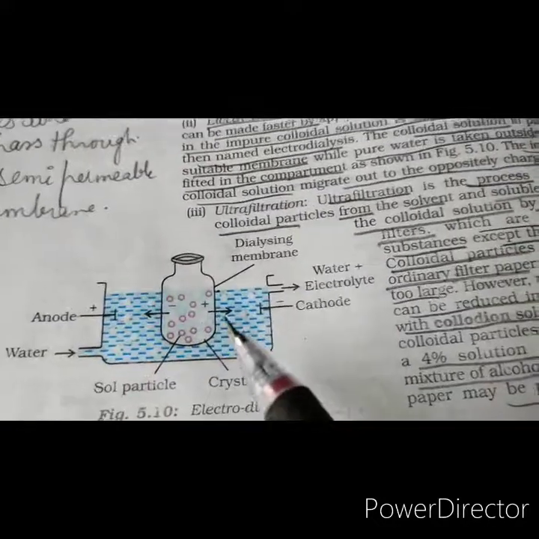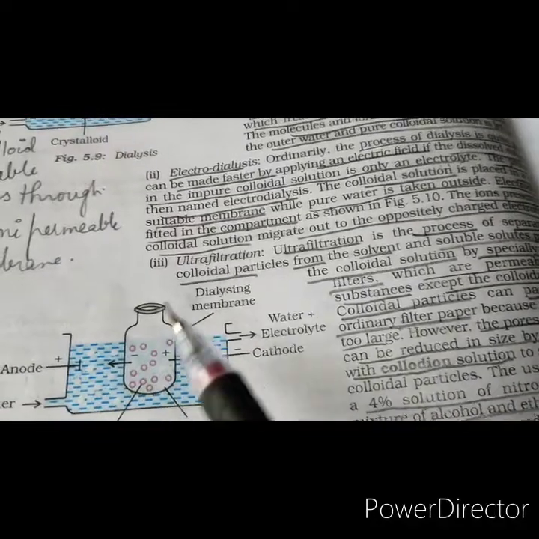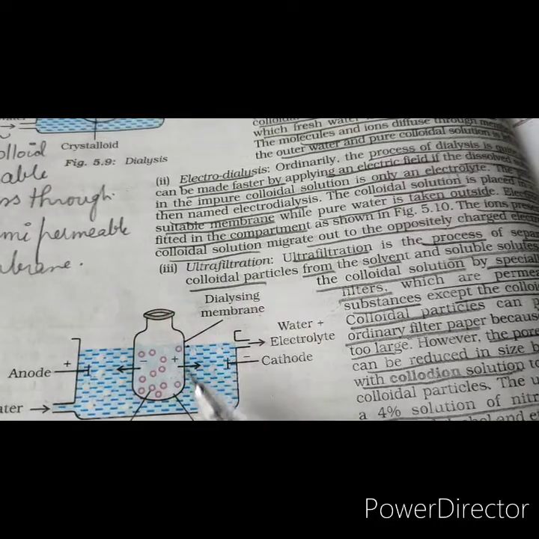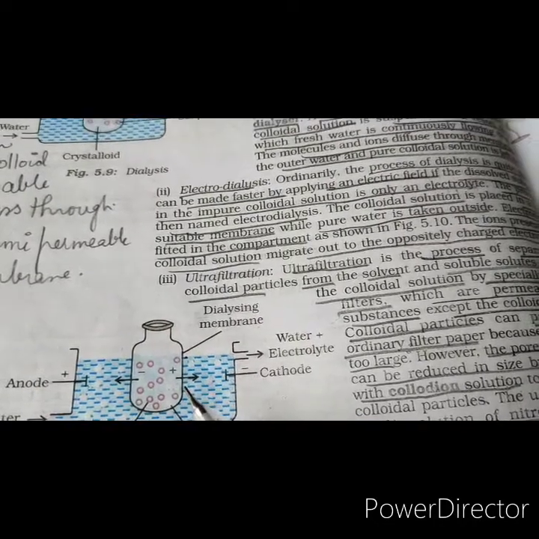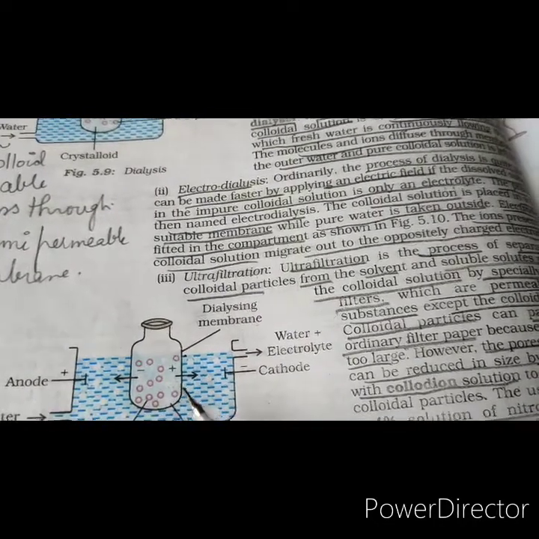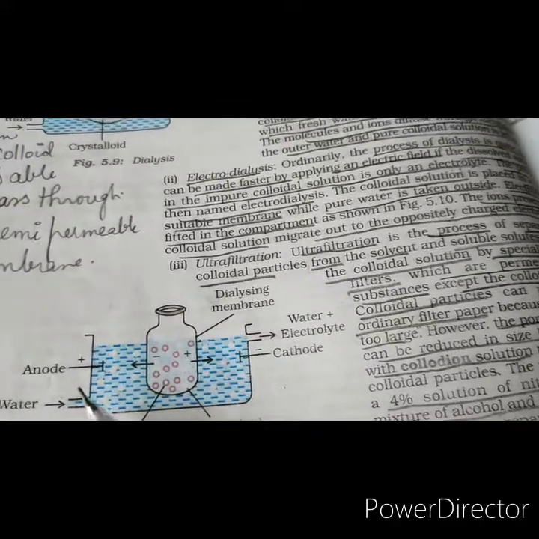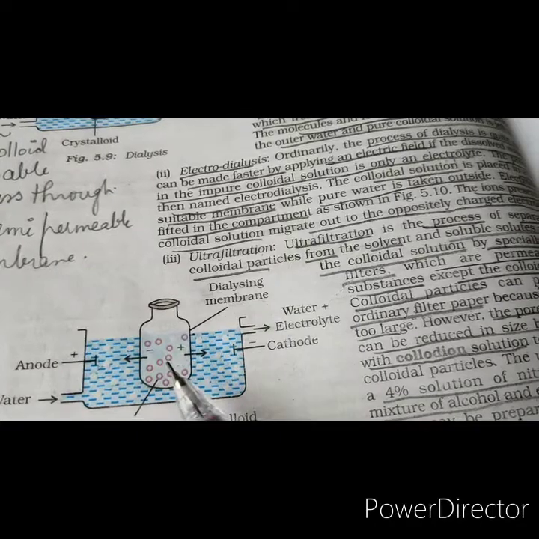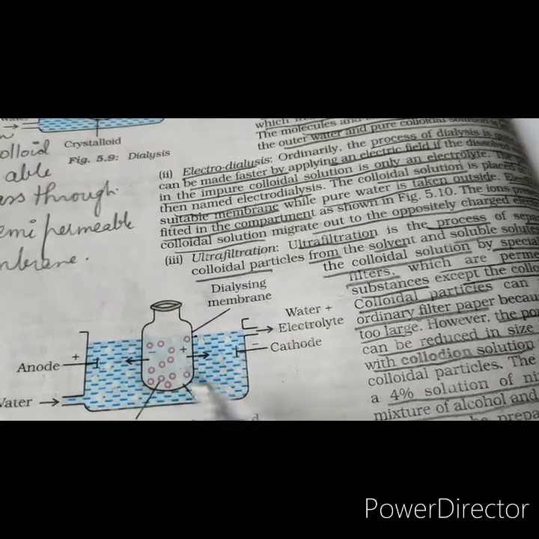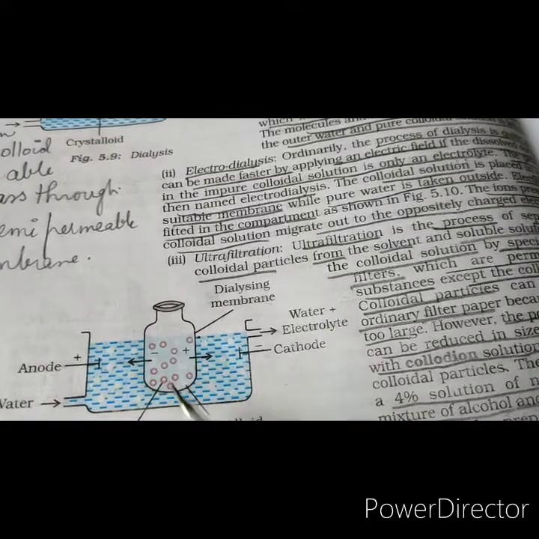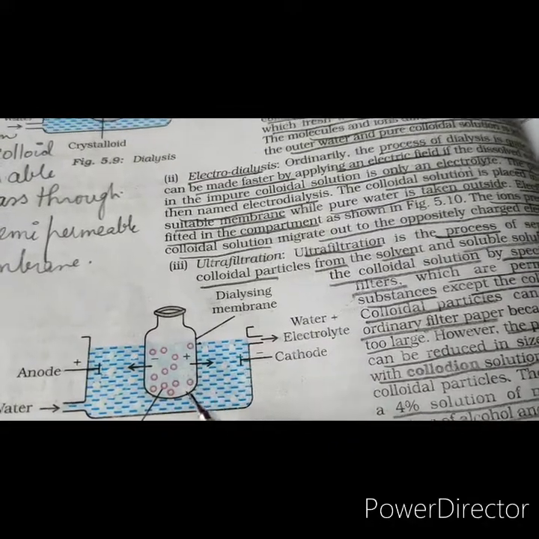Here we can see a bag which contains the colloidal solution. It has a suitable membrane. This membrane can be parchment paper, a cellophane sheet or an animal membrane, and here we put the electrodes. The impurities start moving towards the oppositely charged electrode, and thus the colloidal solution is purified.